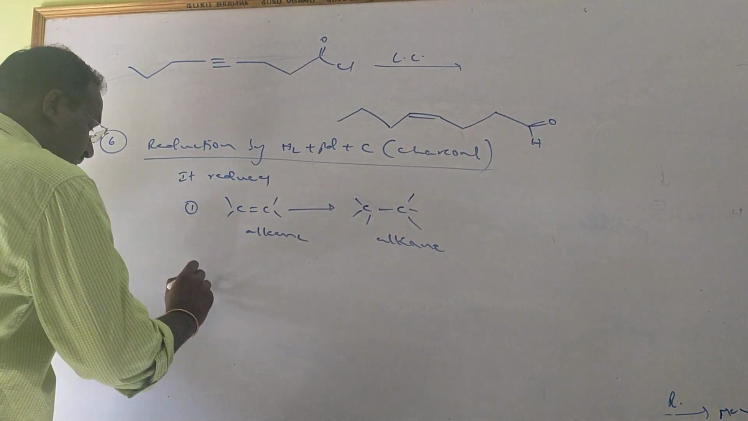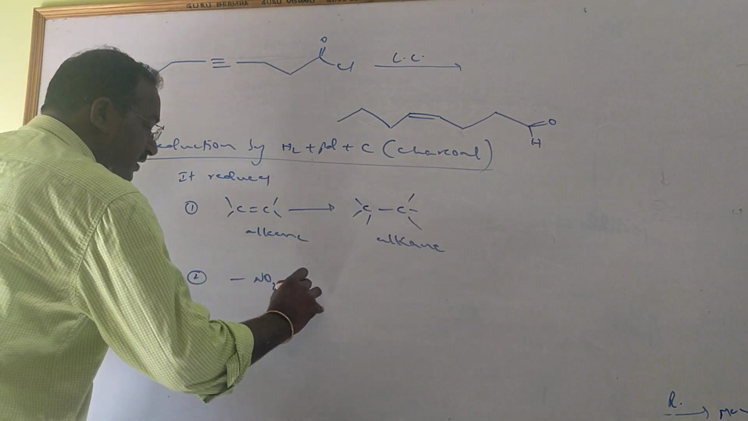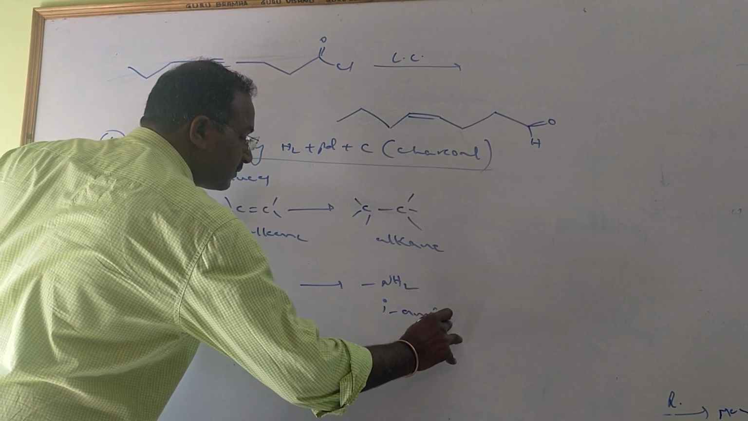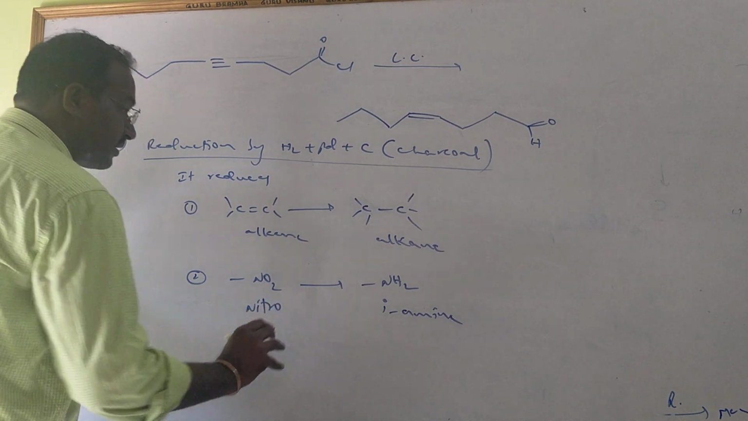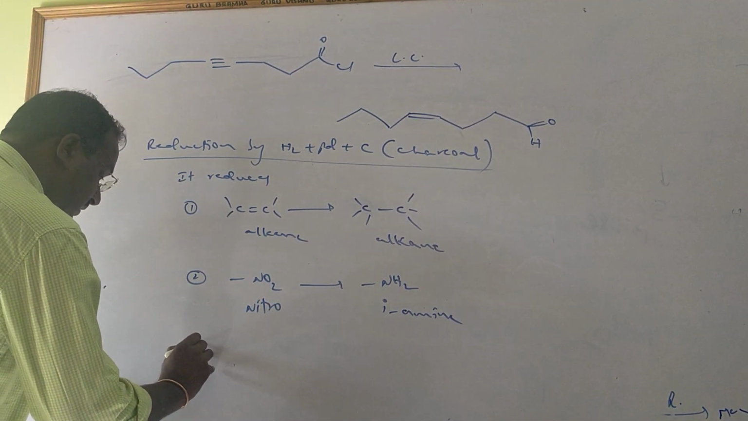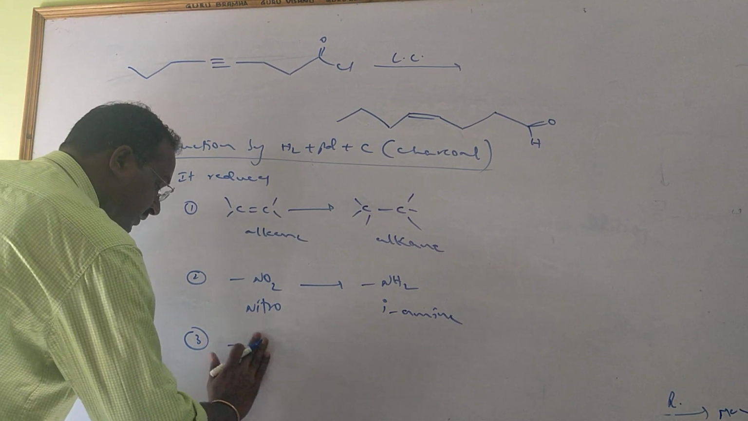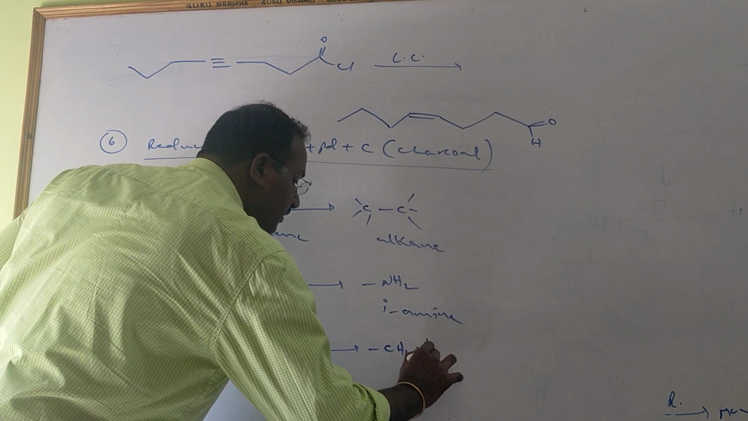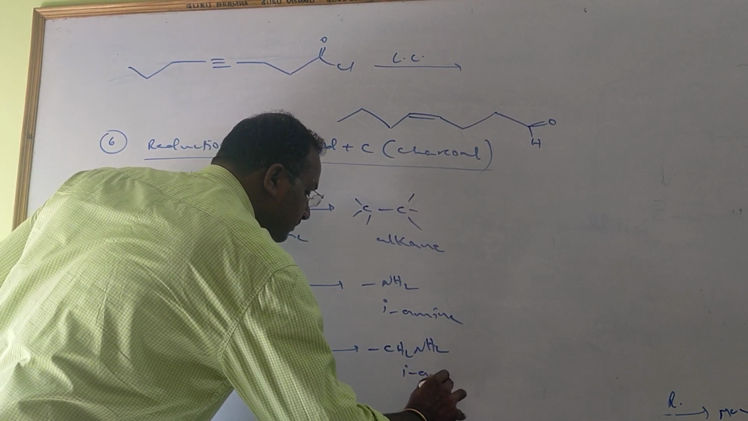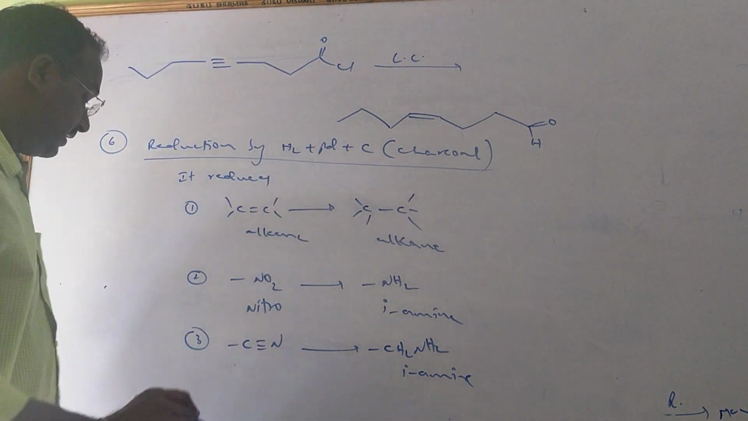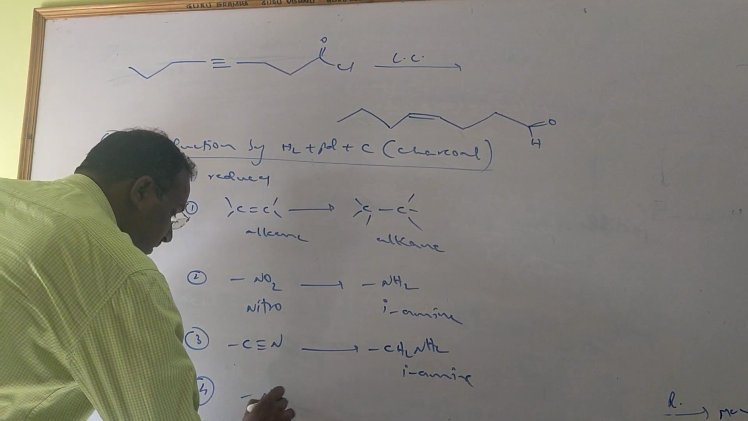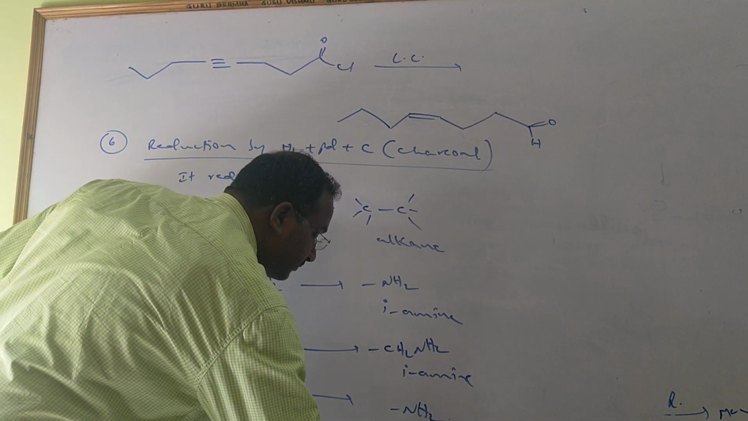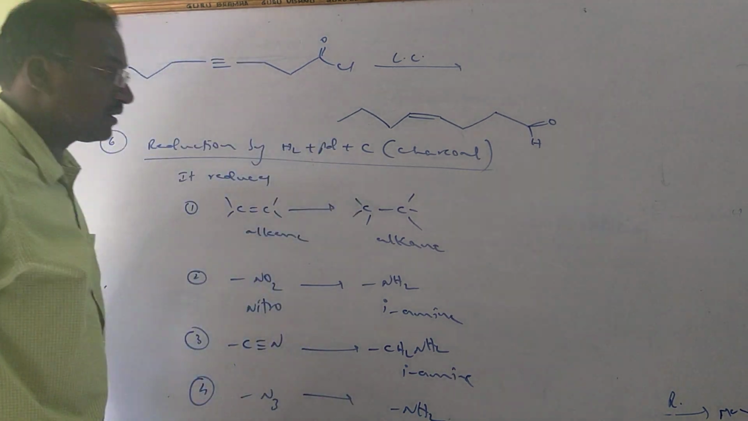This is number one. Number two, if any nitroalkane is there, it converts into a primary amine. The nitro group converts into a primary amine when treated with this. Number three, if cyanide, C triple bond N, is there, by this it converts into CH2NH2, a primary amine once again. Fourth, if azide, N3, is there, it converts into NH2, a primary amine. Azide also converts into a primary amine.